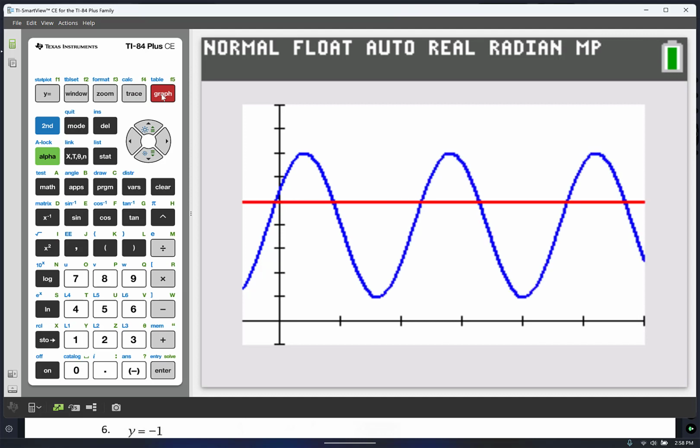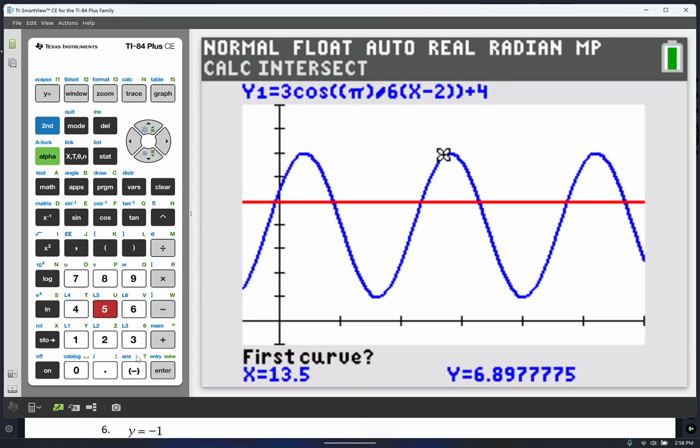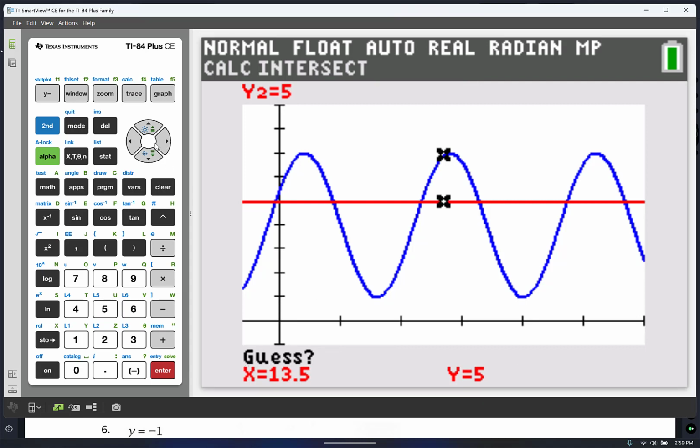I'm going to get those 6 intersections. 1, 2, 3, 4, 5, 6. Tell me what to do. How do I find my first intersection? What buttons do I push? Second trace, yes, I can calculate, and then what button? 5, intersect. And then since you only have 2 curves, you can just push enter twice. Enter, enter, and then when it says guess, scroll to the one you want. I want the one way over here, and then push enter. It needs to say the word intersection. You guys see that? So my first one is -0.351.